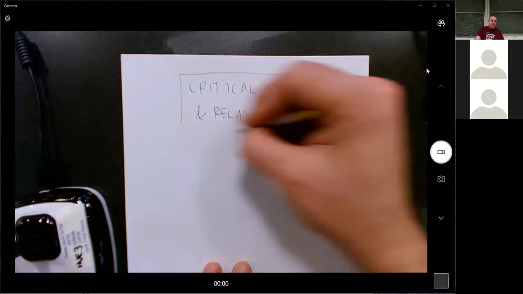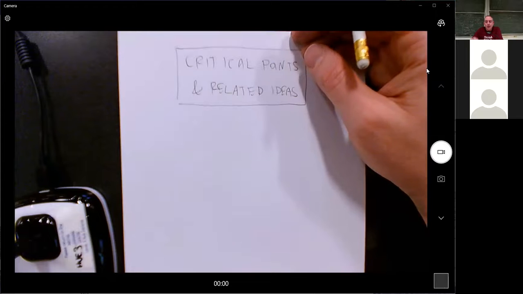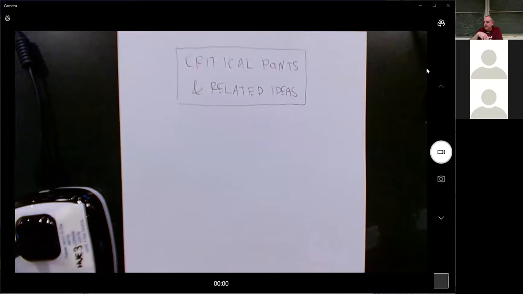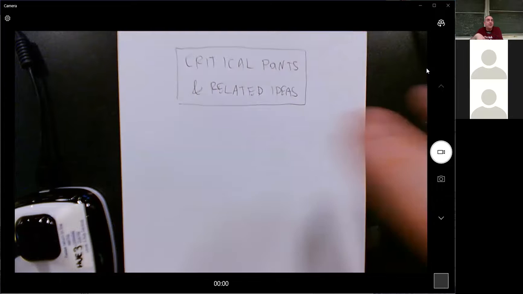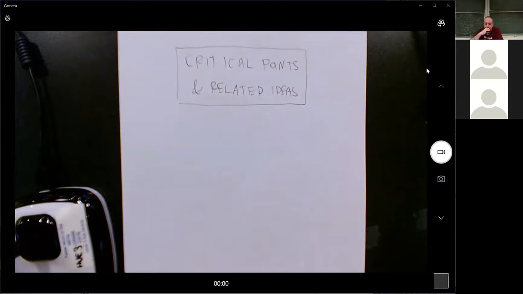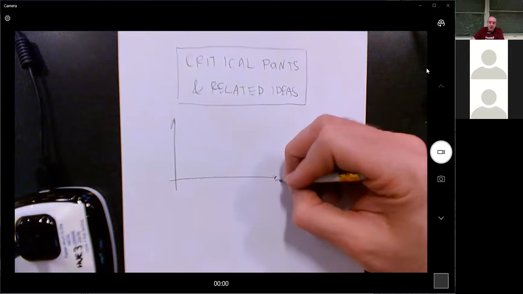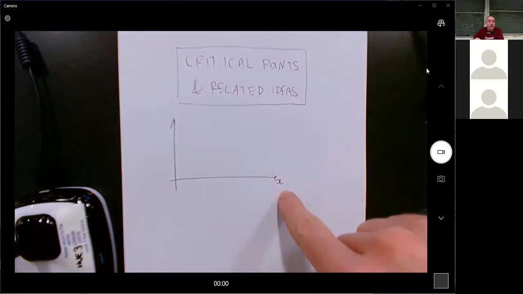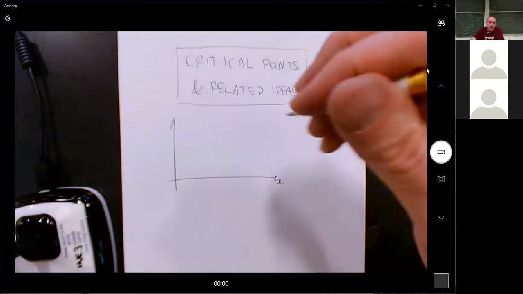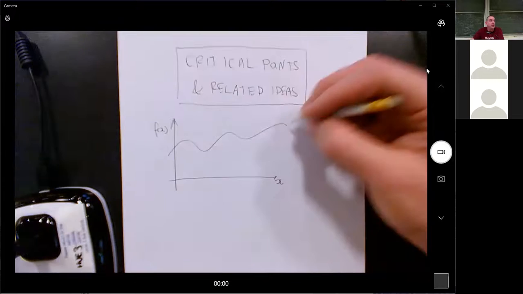Now let's do critical points and related ideas. That's my heading for what you've said. So the idea, this is all about derivatives and about finding maximums and minimums. And the traditional way of representing a function is to have an x or a t or whatever it is here, and then the function's output on the y-axis, and then drawing a graph like that.